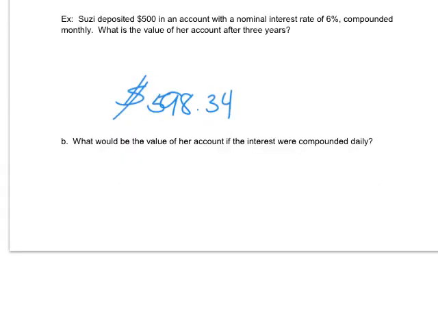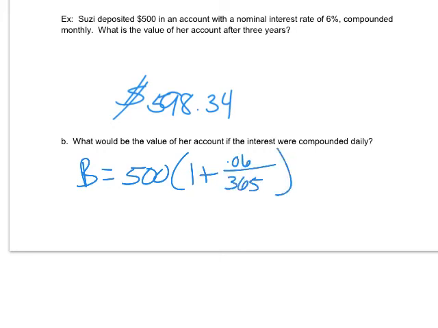Okay, so part B of this, how much money is she going to make? Let's say we compound daily. So for daily, let's assume it's a regular year and there's 365 days in the year. Well, I have the same principal amount, the same nominal rate, but now I'm dividing that by 365. At the same time, I'm raising that to an exponent of 365 times 3 years.